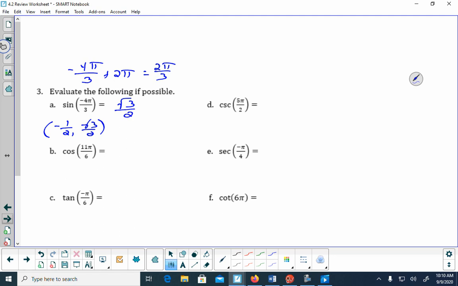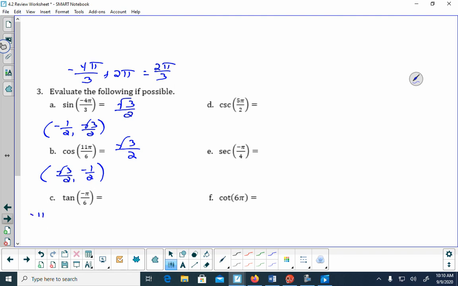The next one, part B, 11 pi over 6. The ordered pair for 11 pi over 6 is going to be the square root of 3 over 2, negative 1/2. Because it is in the fourth quadrant, the x would be positive, the y would be negative. And it wants the cosine, so I'm just doing the x value, which would be the square root of 3 over 2. The next one is the tangent of negative pi over 6.